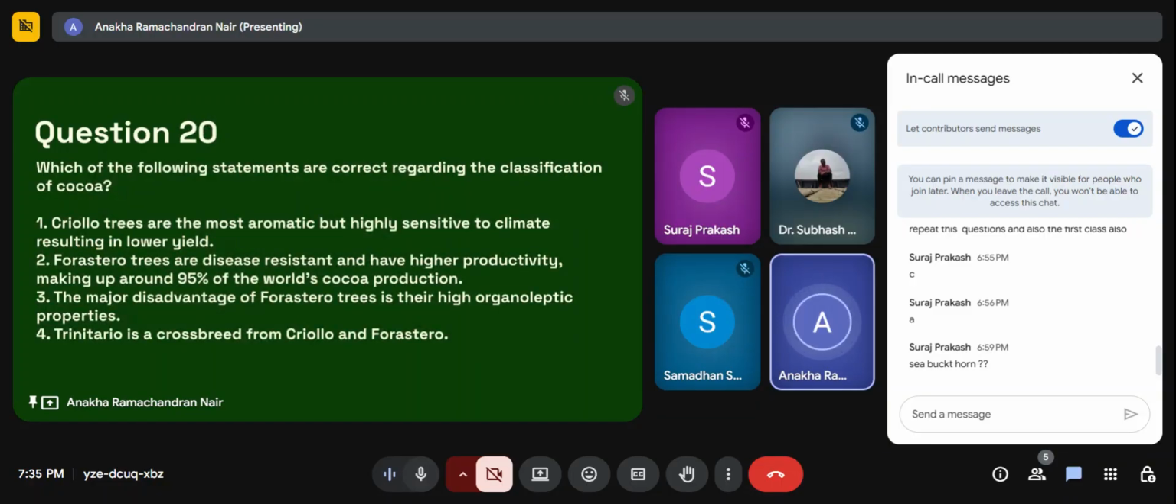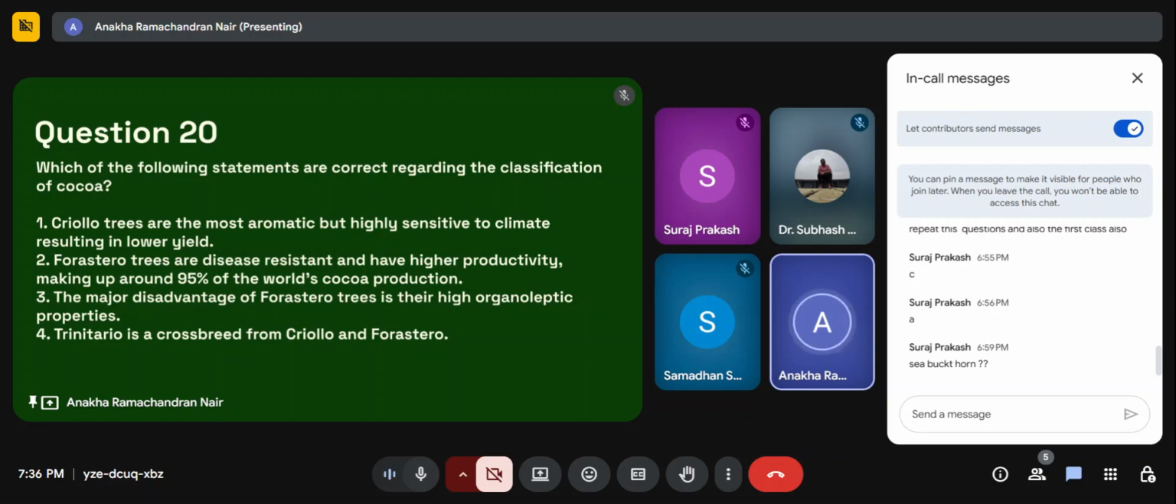Which of the following statements are correct regarding the classification of cocoa? This is a very, very theory based question. So, this requires memory power from you, right? So, Criollo trees are the most aromatic but highly sensitive to climate, resulting in lower yield. Forastero trees are disease resistant and have high productivity, making up about 95% of the world's cocoa production. And option 3 is the major disadvantage of Forastero trees is their high organoleptic properties. Option 4 is Trinitario is a crossbreed from Criollo and Forastero. So you have to find out the correct statement.